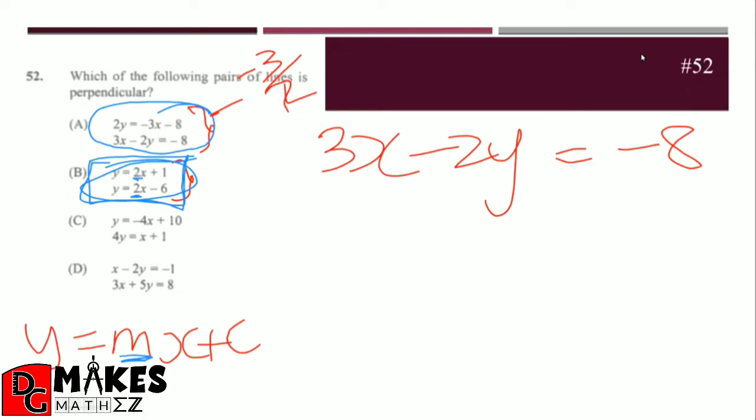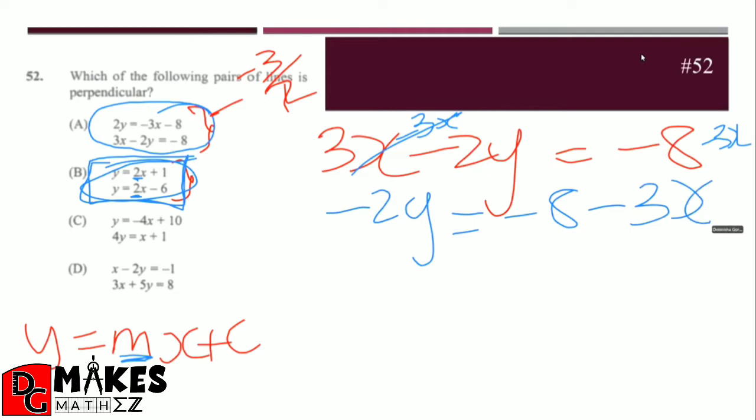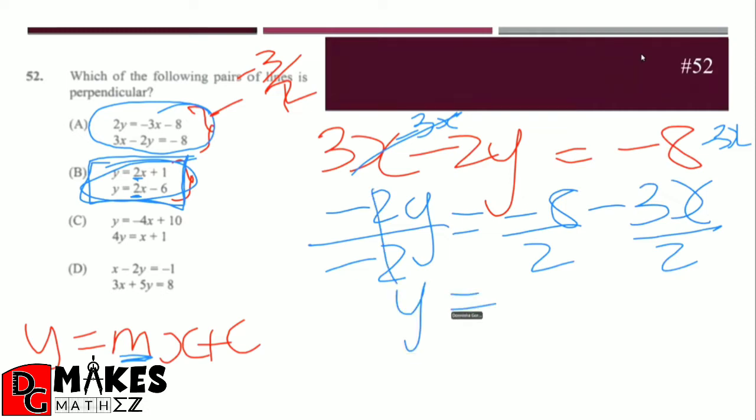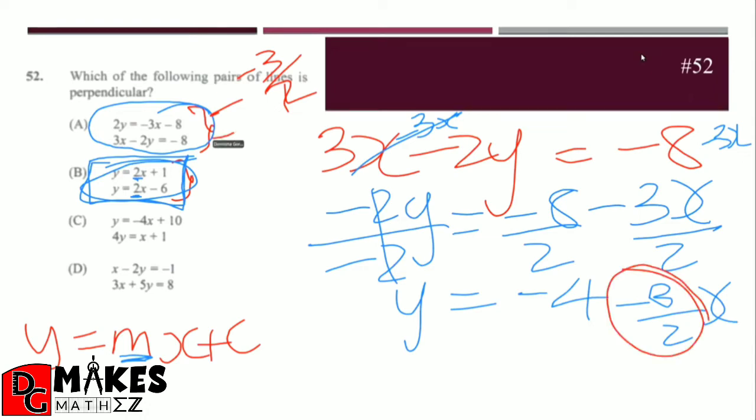That means, first of all, let's get rid of 3x here. If we subtract 3x from one side, do the same to the other side. So now we have negative 2y equals negative 8 minus 3x. Dividing both sides by negative 2, you can just do that to each term. We have y is equal to negative 4 minus 3 over 2x. What is the coefficient of x here? Negative 3 over 2. Actually, those lines are all parallel. So we move to C.